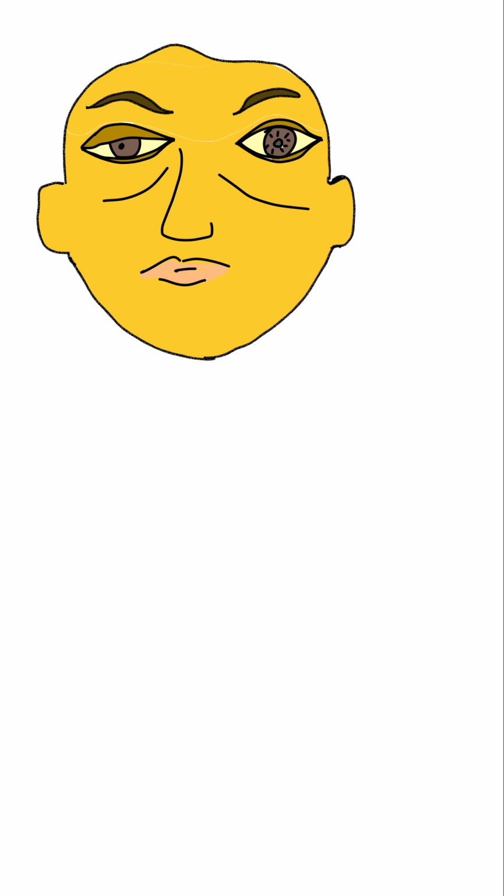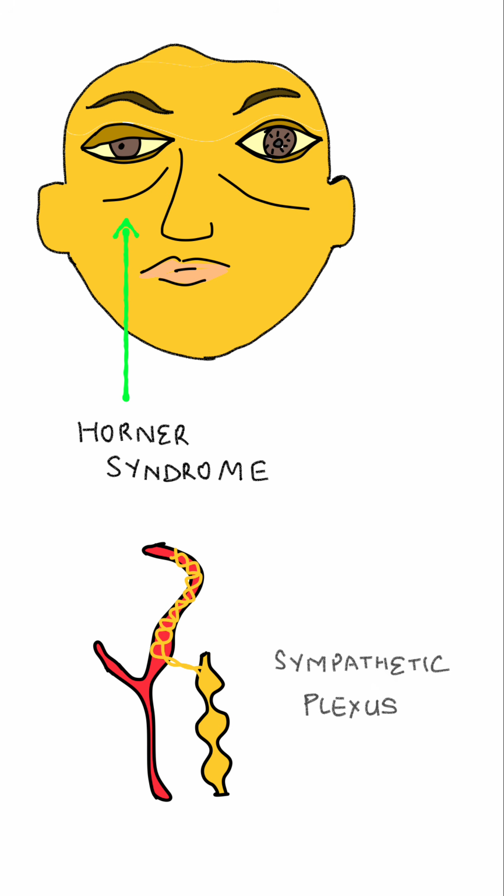While assessing these patients, we have to look for Horner syndrome, which consists of ptosis, anhidrosis, and miosis. This happens due to injury to the sympathetic plexus, which runs over the carotid artery.